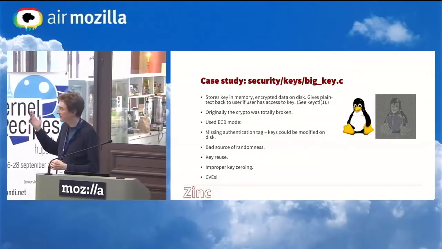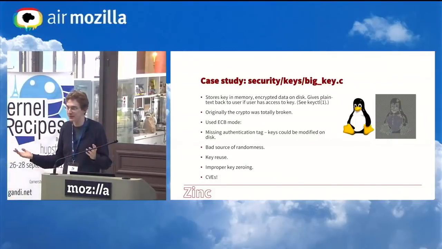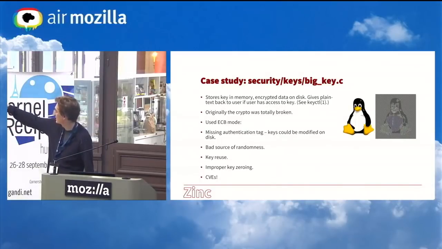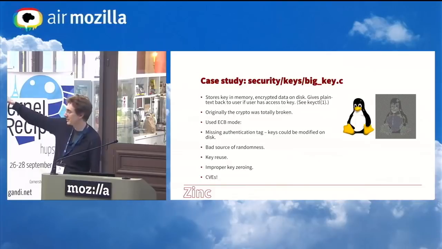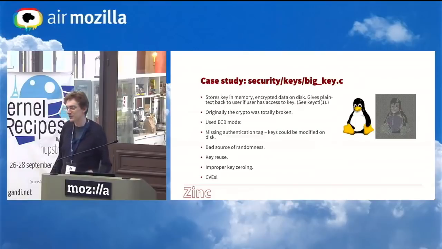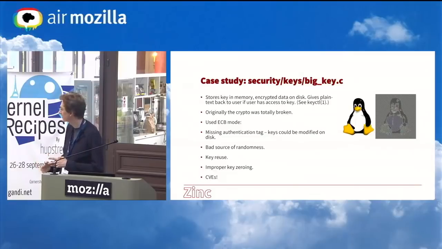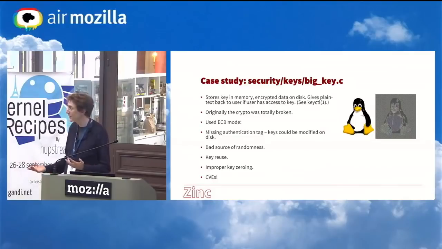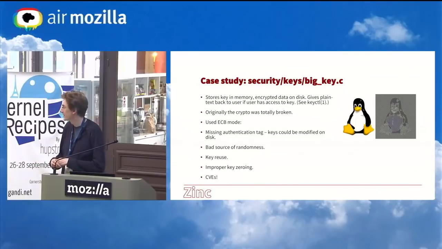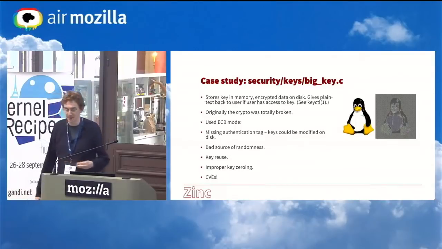So I took a look at this a while ago, and the crypto was totally broken. It used ECB mode, which if you look at the picture, there's the Linux penguin, and when you encrypt it with ECB mode, it encrypts it, but then you can see it's still a penguin. It was missing an authentication tag, so you could modify the ciphertext to influence the plaintext, and it would not be detectable. It didn't really use a good source of randomness in the correct way. It was reusing the same key over and over, which led to some catastrophes. It didn't zero the keys out of memory. There were a lot of CVEs from this.